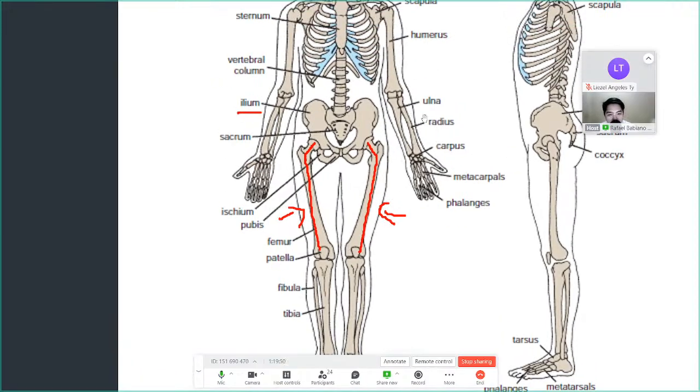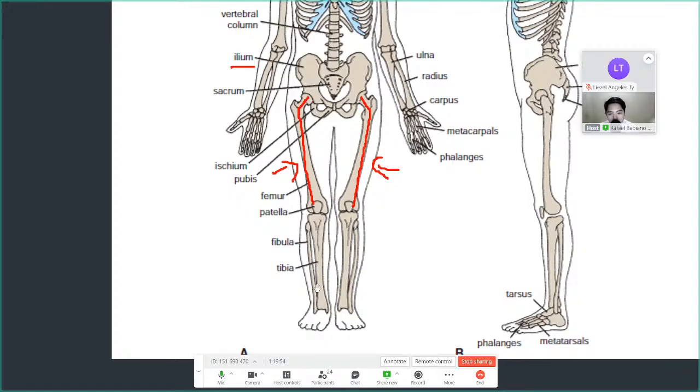You can see your radius and ulna here, right? In your leg, you have the tibia and the fibula. So the tibia is way bigger than the fibula because it receives weight. Because it receives weight, it grows bigger. And the fibula doesn't receive weight, so it doesn't grow. It's only there for stability.